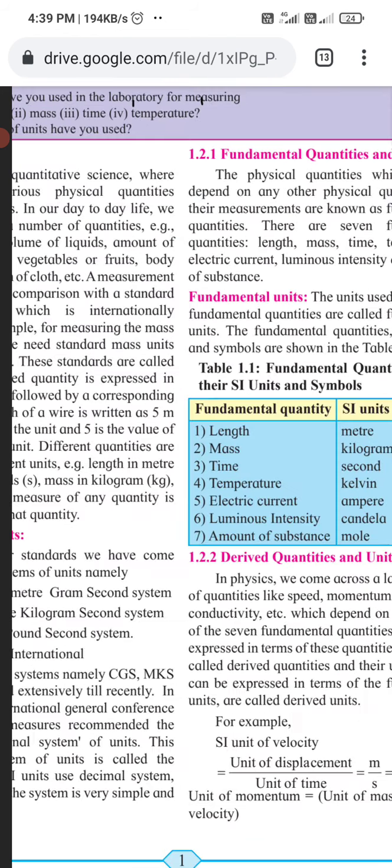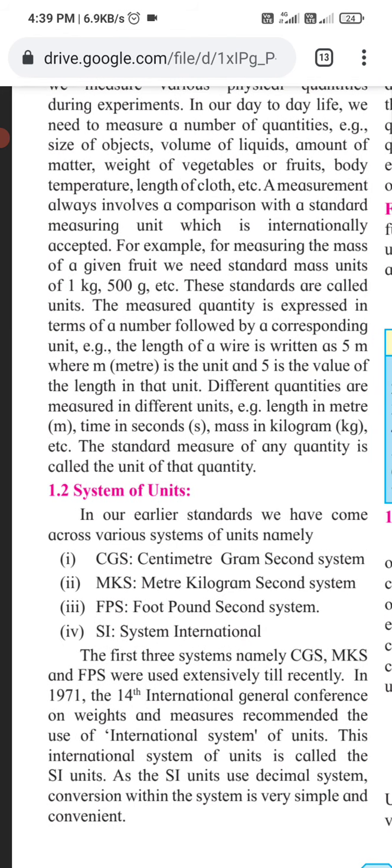There are four types of systems, that is CGS, MKS, FPS and SI. CGS means centimeter, gram, second system. MKS means meter, kilogram, second system. FPS means foot, pound, second system. And SI is the International System.